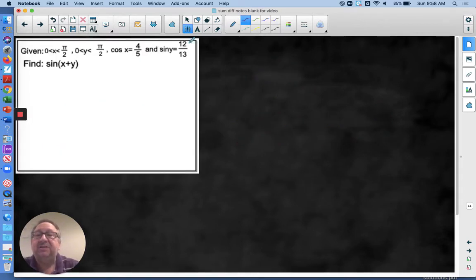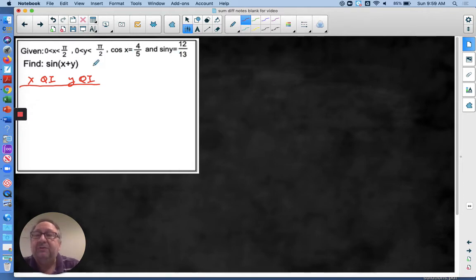Problem a little different this time. We're given that angle x is between 0 and pi over 2. What does that tell me? That tells me that angle x is in quadrant 1. Y is also between 0 and pi over 2, so y is also in quadrant 1. Why is that useful? Well, it tells us all of our trig values will be positive, all of them.